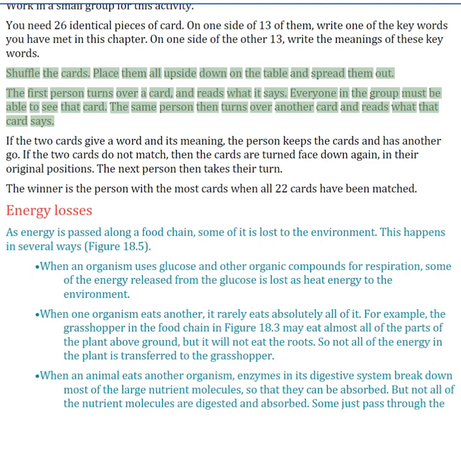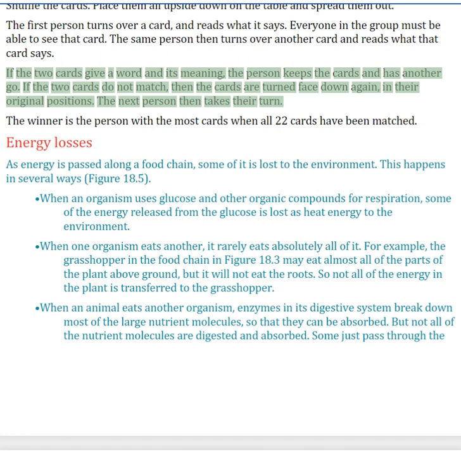The first person turns over a card and reads what it says. Everyone in the group must be able to see that card. The same person then turns over another card and reads what that card says. If the two cards give a word and its meaning, the person keeps the cards and has another go.